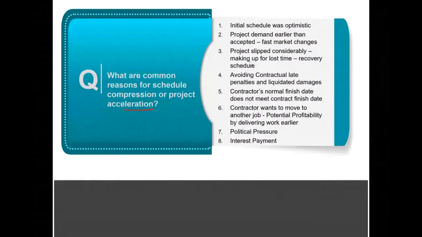Here some suggestions are: maybe you made some mistake in the initial schedule, or you encountered low productivity. There could be problems in the resources, or your initial schedule was not realistic. It was too optimistic, and once you got on site, you found that things were taking much longer than originally planned, or the project was demanded earlier than expected. It could be fast market changes. For instance, if it's a retail project, the retailers want to be ready for the Christmas season, and they are pushing you to deliver the work quickly.